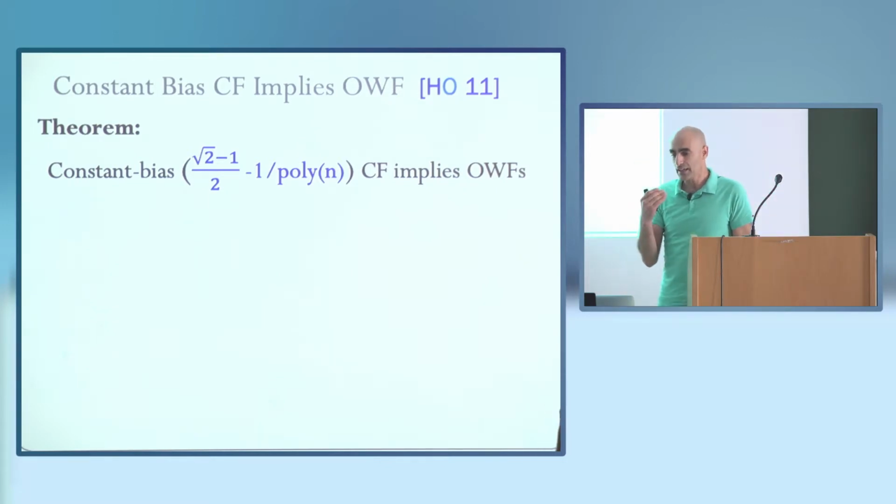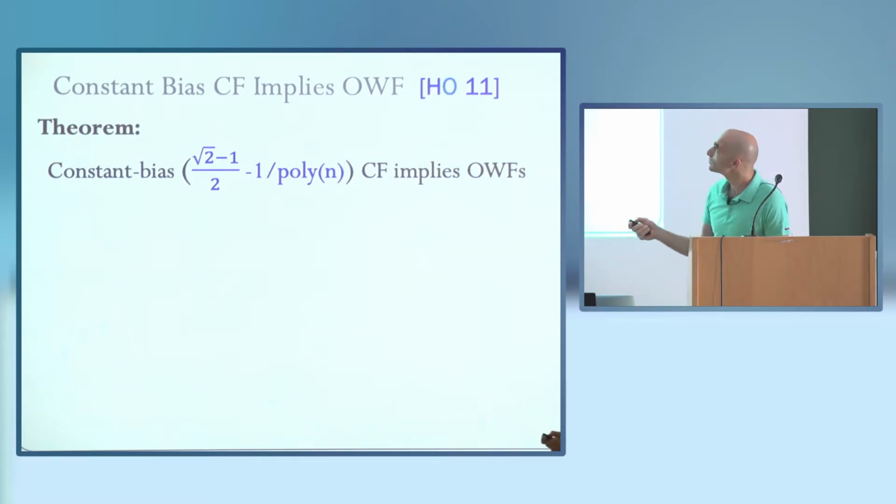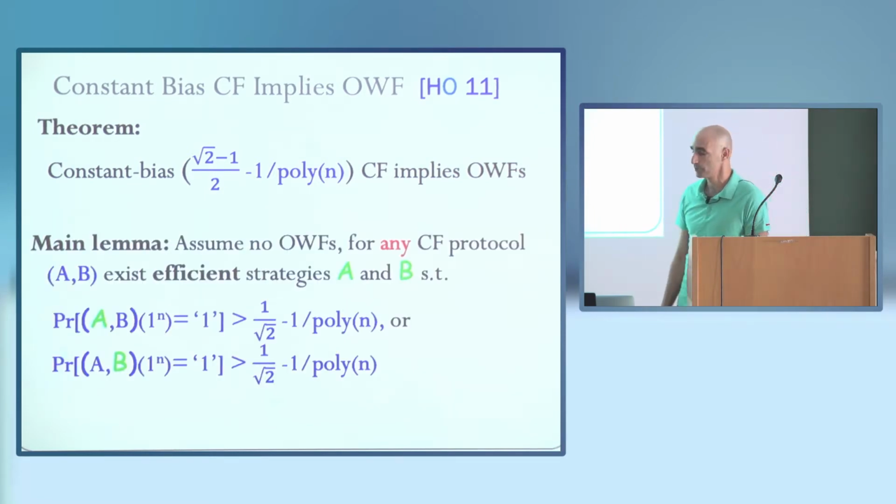So I'm ready now to talk about our work. And let me state the theorem again. We show that if you have a coin tossing protocol that is 0.207 bias, then one-way functions must exist. And the way to show it is by proving the following lemma.